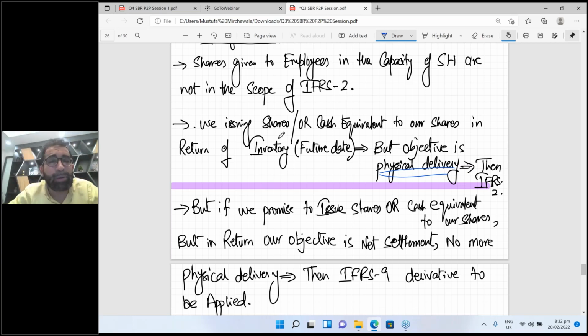This is not ordinary course of business. So now it is a derivative, and it is simple. You have to apply IFRS 9. So the second transaction which I told you is not in the scope of IFRS 2.